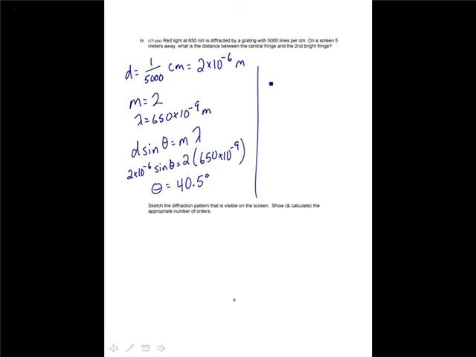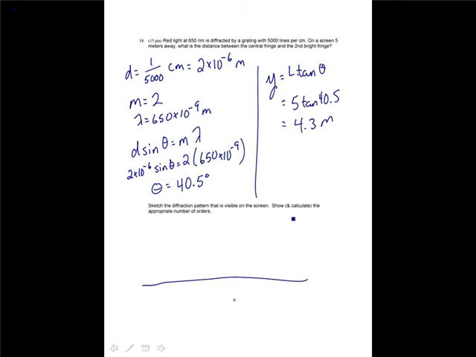Now, I want to know the distance between the central fringe and the second bright fringe, so y is just equal to L tangent of theta, which is 5 tan of 40.5. That's 4.3 meters.